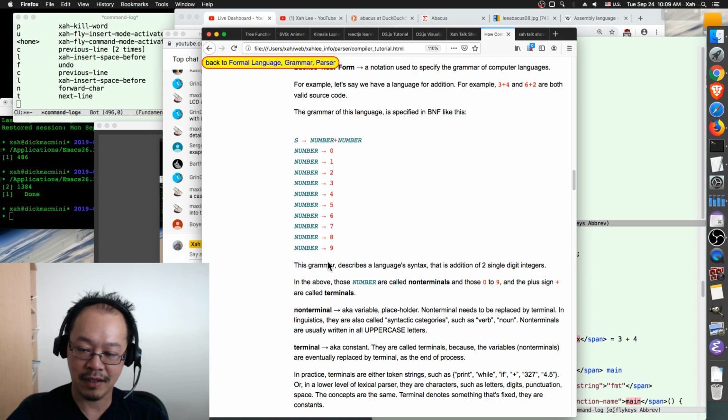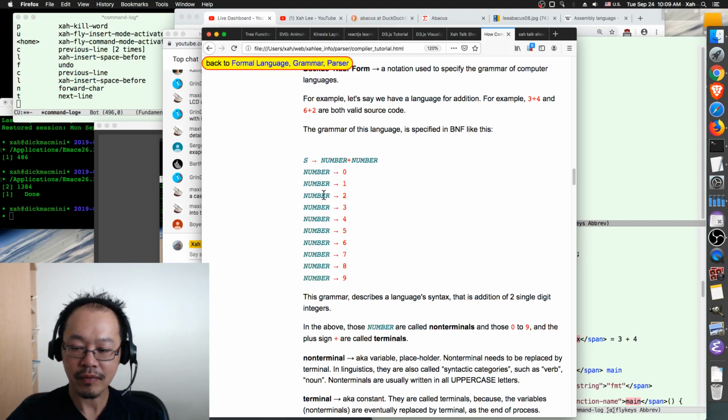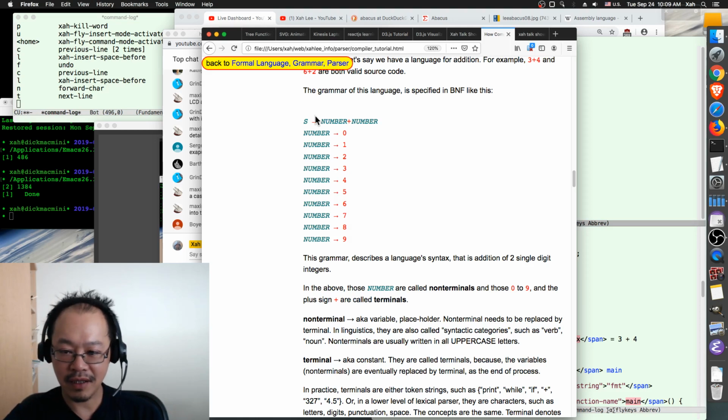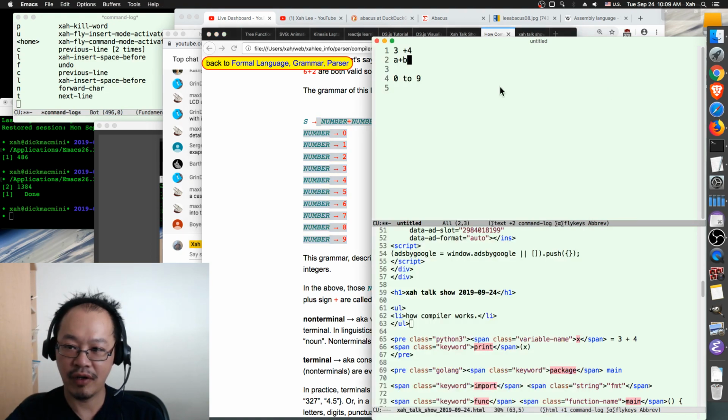It looks like this. You have S, arrow sign, number. That's one line by itself. Then each number can be one of 0 to 9. This is actually the full specification for your language.